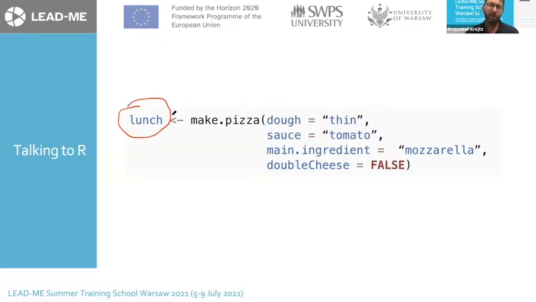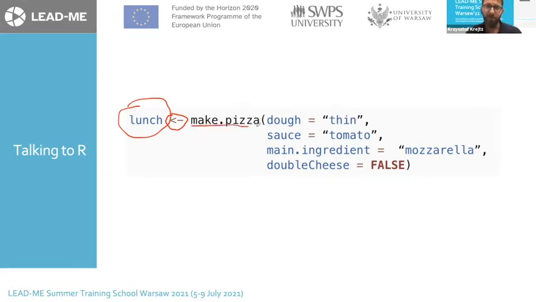Let's create this object, and this sign, the arrow, is assignment. It means that the lunch is going to be created by the rest of the code, how you want this lunch to look like. Let's say that you have a taste for pizza. So we will ask the computer, hey, make a pizza for me. But the computer doesn't understand English. It does understand R. So for making pizza, there is an R function called make pizza.